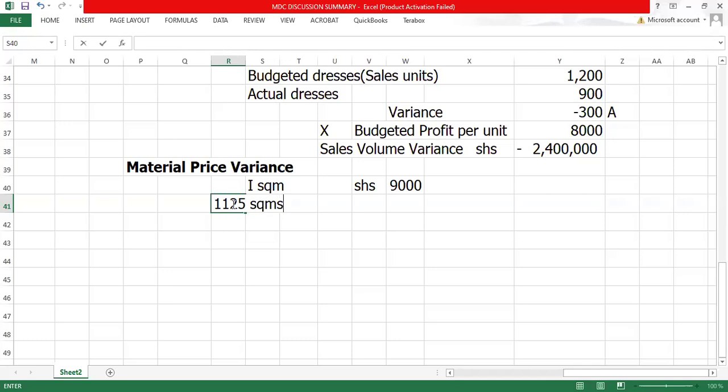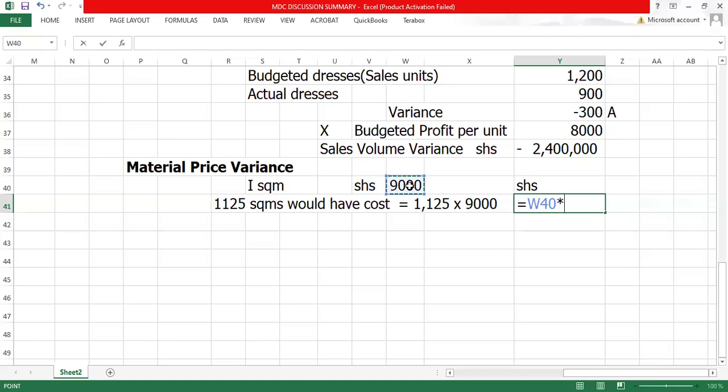These square meters would have cost the company how much? According to the budget, you get 1,125 times 9,000. You get how much? Let me hope I'm not complicating life. I'm trying to explain in a simple way without cramming. I don't want to use formulas.